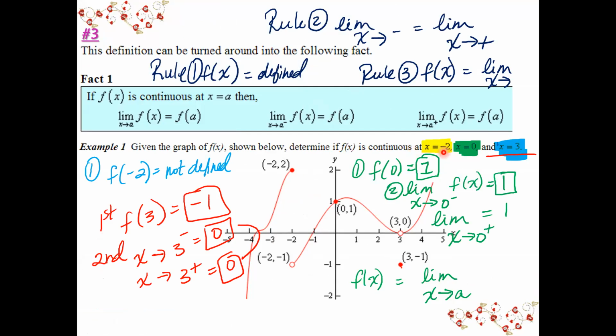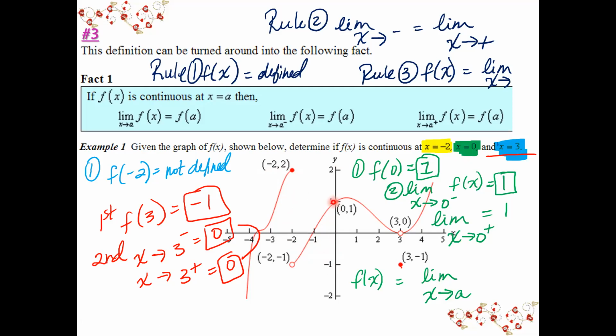When x equals -2, you can see that the y value is at 2. As x is approaching -2 on the left side, it is also equal to 2. However, as x is approaching -2 on the right side, you see how it dips down to -1. So it's not continuous because all 3 conditions are not met.